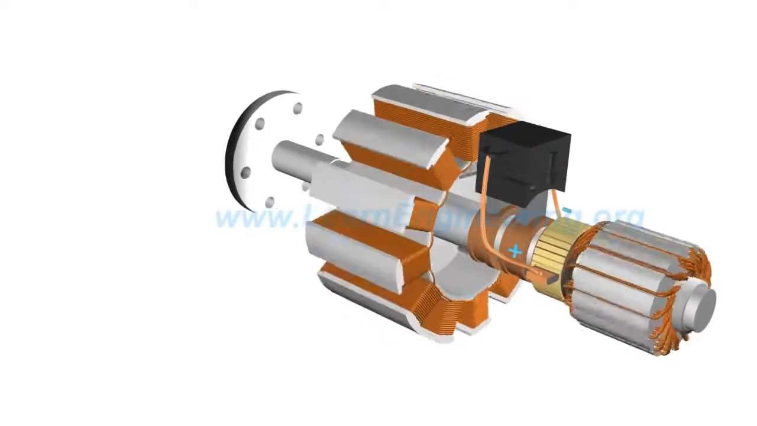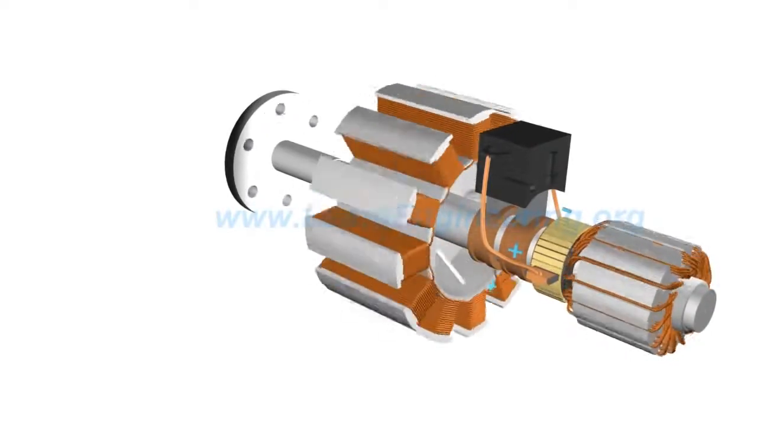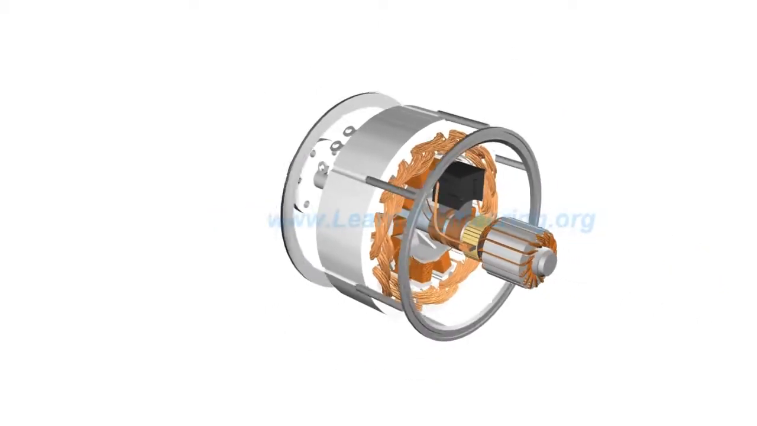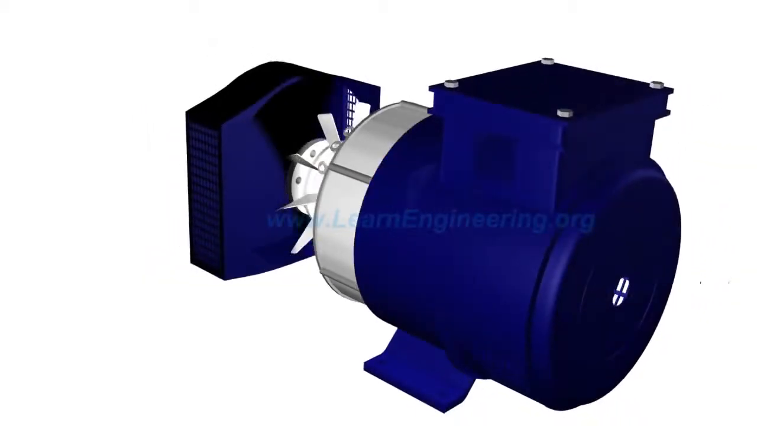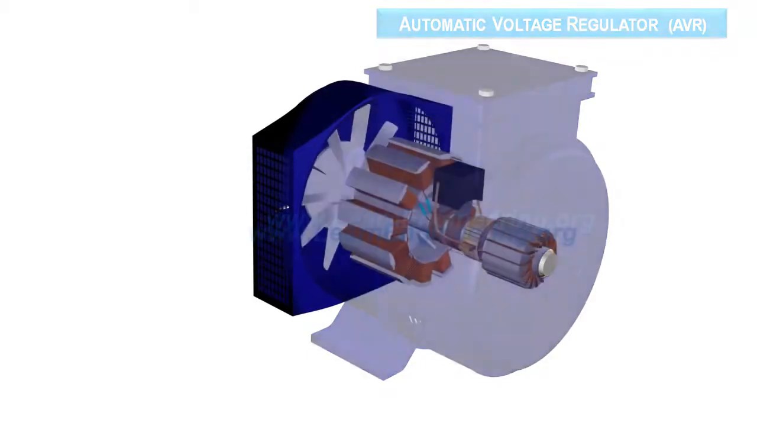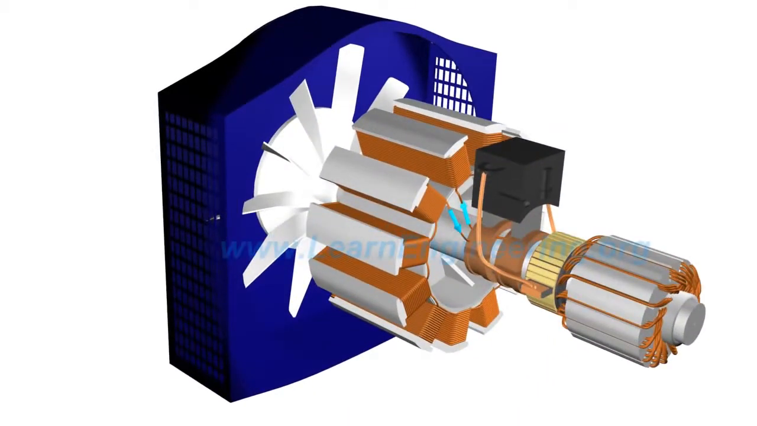With variation of load, the generator terminal output voltage will vary. It is desired to keep the terminal voltage within a specified limit. An automatic voltage regulator helps in achieving this. Voltage regulation can be easily achieved by controlling the field current.